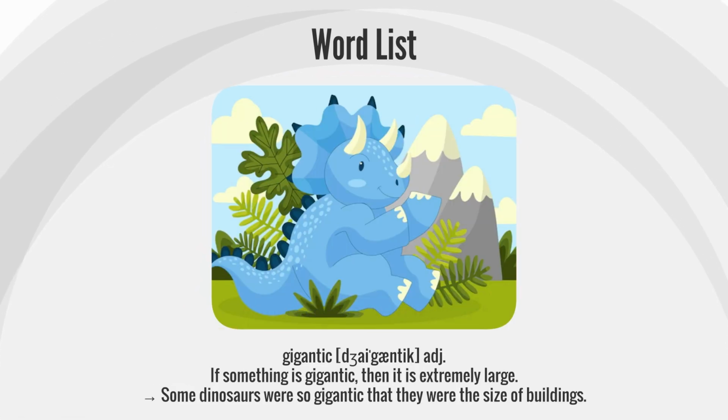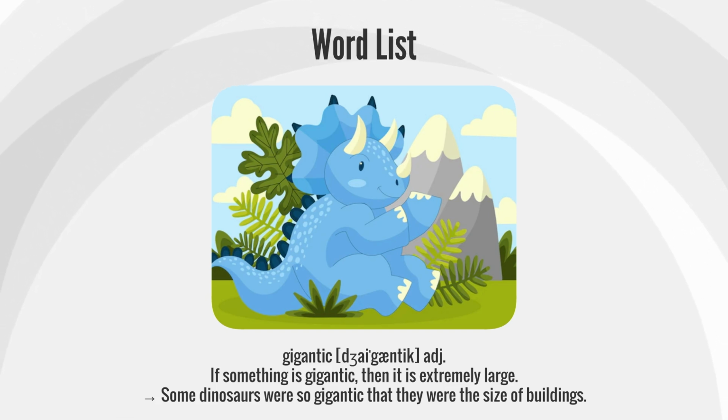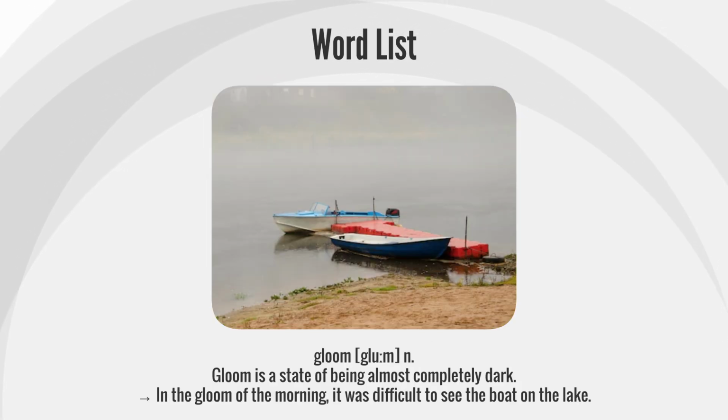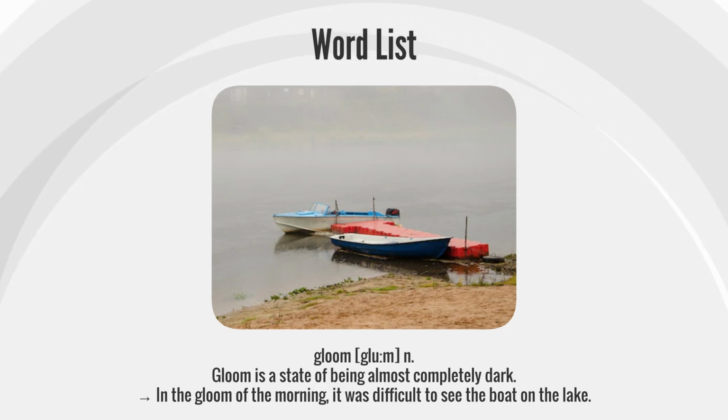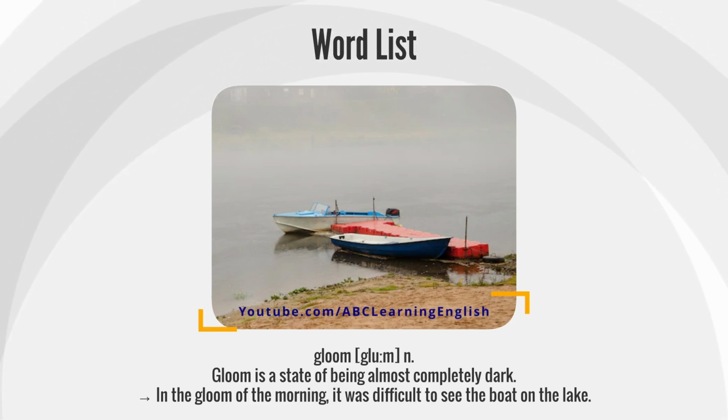Gigantic. If something is gigantic, then it is extremely large. Some dinosaurs were so gigantic that they were the size of buildings. Gloom. Gloom is a state of being almost completely dark. In the gloom of the morning, it was difficult to see the boat on the lake.